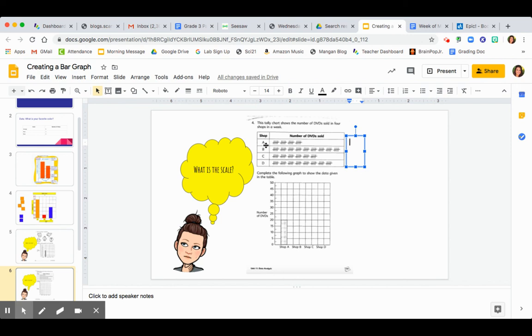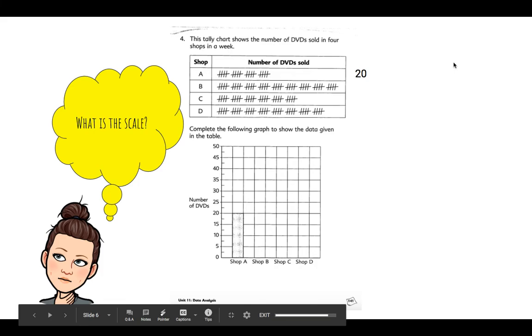So if you see shop A, count by fives: 5, 10, 15, 20. I know shop A has 20. Go ahead and write into it 5, 10, 15, 20, 25, 30, 35, 40, 45, and write in the value that it says so that you can have that data quickly and you won't have to count with the tally marks.